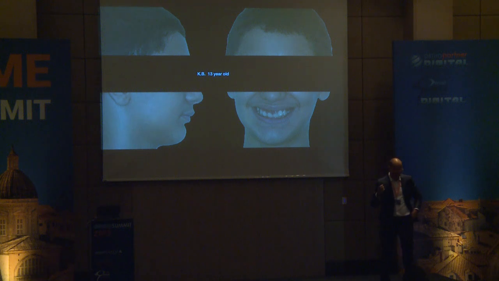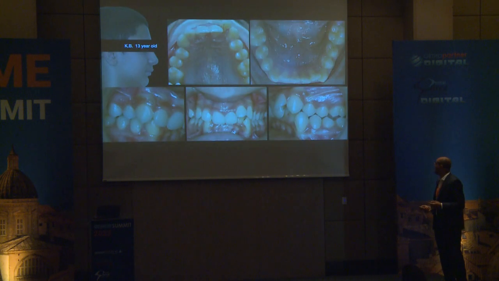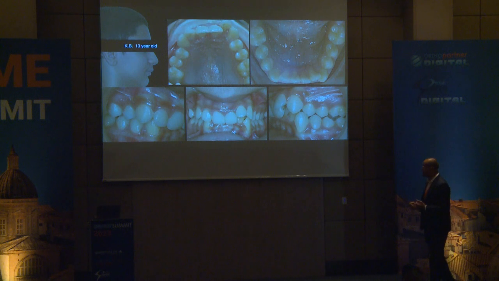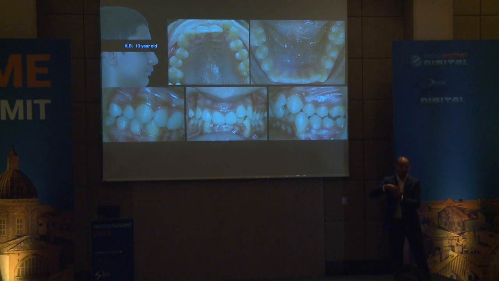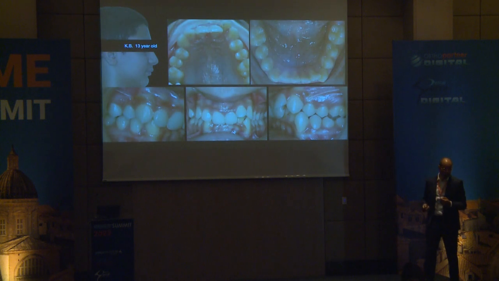How it works: this is a class 2 division 2, 13-year-old, retrusive mandible, here the chin in a retrusive position. And when we look at the upper arch, the mandible is really locked in a posterior position. And this palatal version is a degree problem. Here we have a torque problem, for instance, and a severe curve of Spee.